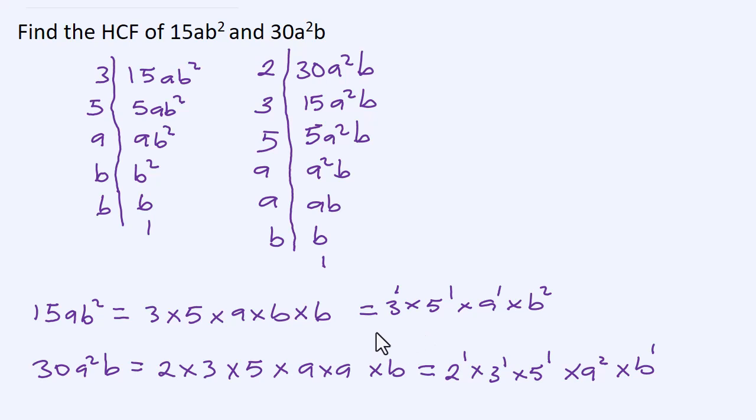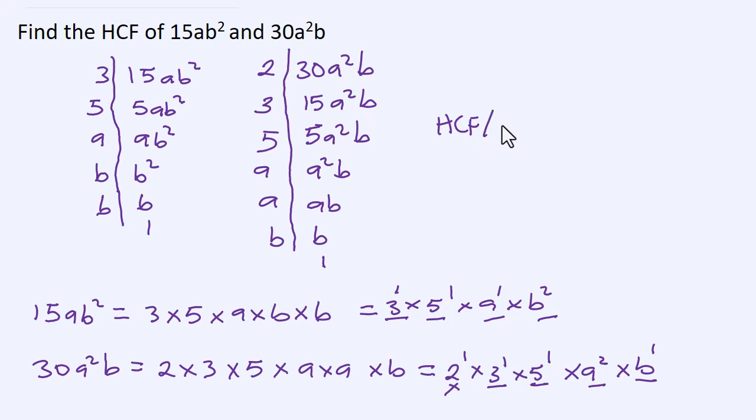So let's check for the common values here, or the common index. 3 is here and 3 is here, that's common. 5 is here, 5 is here, that's common. 2 is not common. a is here and a is here, that's common. b is here and b is here, that's common.